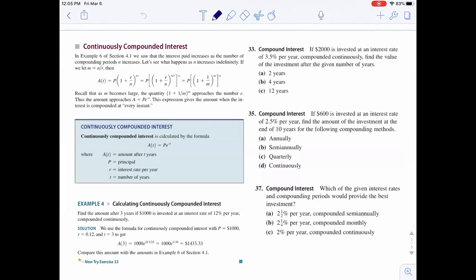Which one did I want to do? Let's do 35. Only because I want you to see the difference between the different compounding frequencies, right? Annually, semi-annually, quarterly, and continuously, right? So for annually, semi-annually, and quarterly, we use that previous formula that we had, and then continuously, we use the new formula that we have. So let's do number 35.